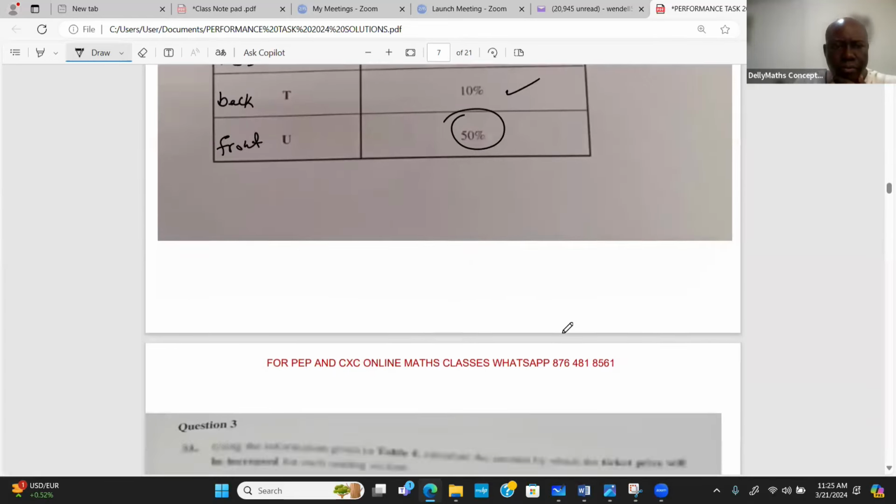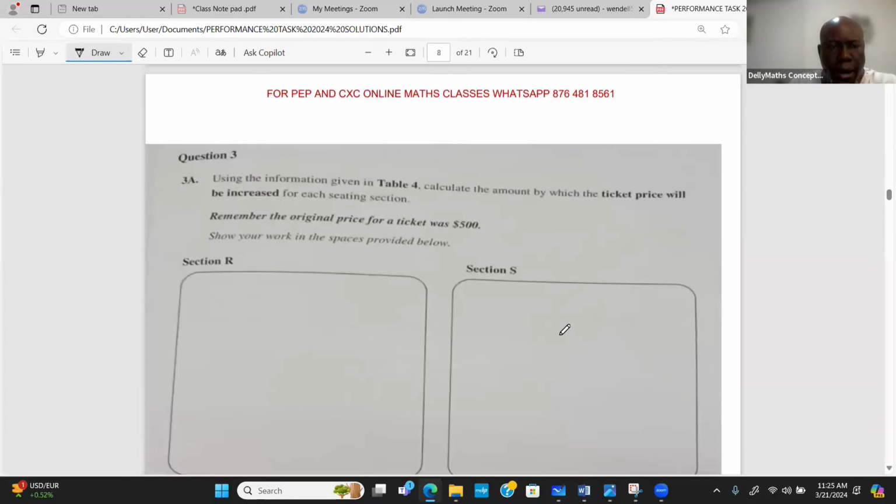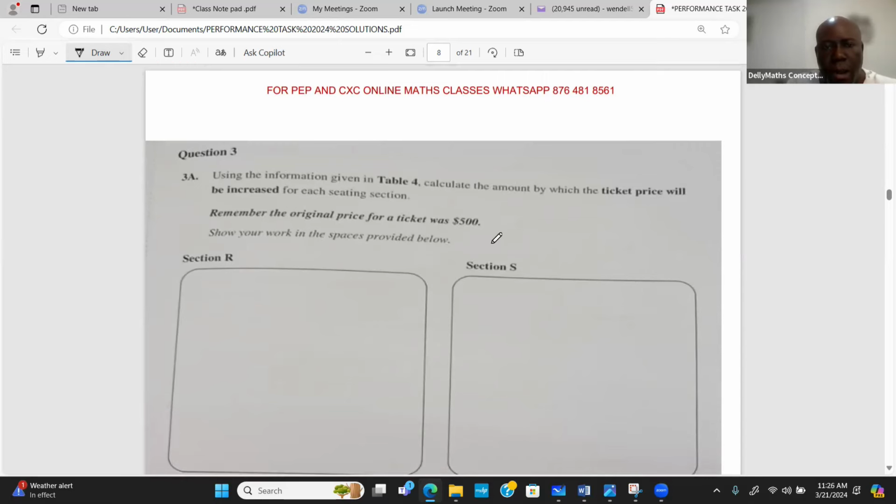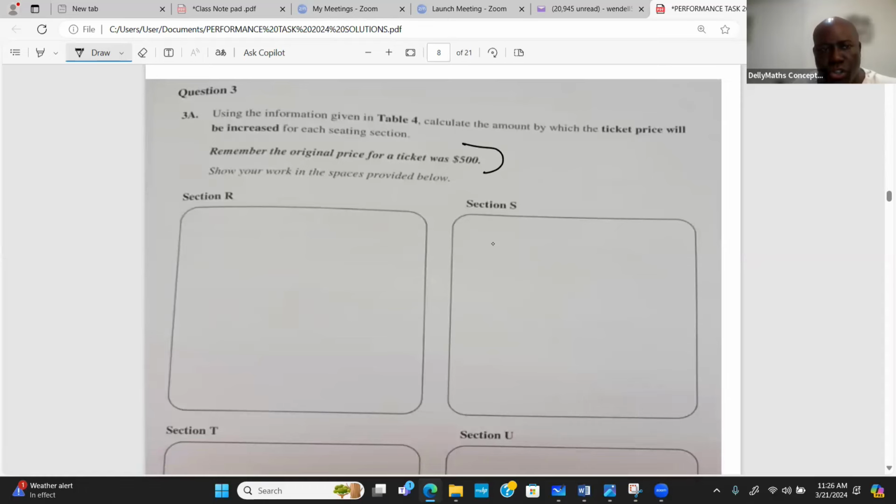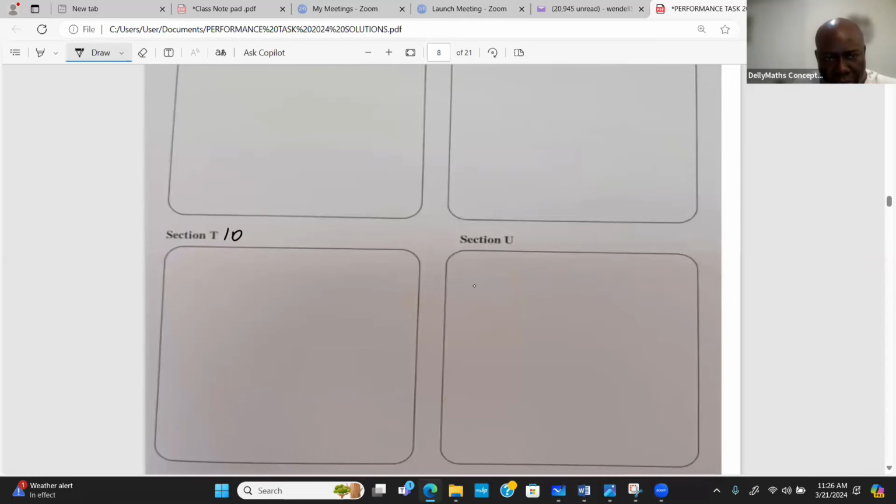All right, so we're now going for 3A. It says, using the information given in table 4, calculate the amount by which the ticket price will be increased for the various sections. All right, good. Remember that there is a base of 500. So let's go for it. R at the side is a 20% increase. S is at the side, it's a 20% increase. T is at the back, it was a 10% increase. And U is at the front, and it was a 50% increase.